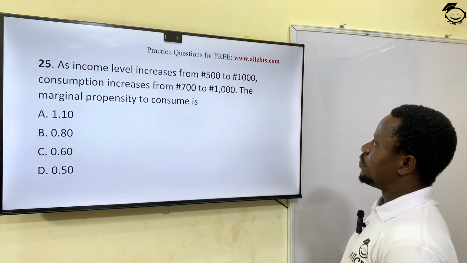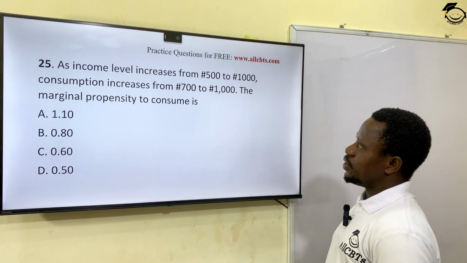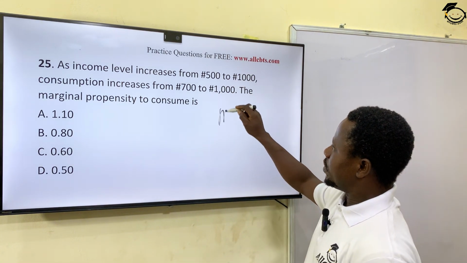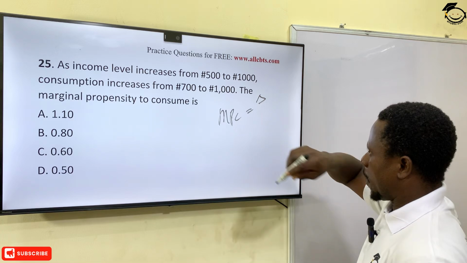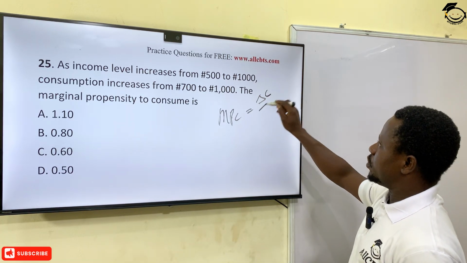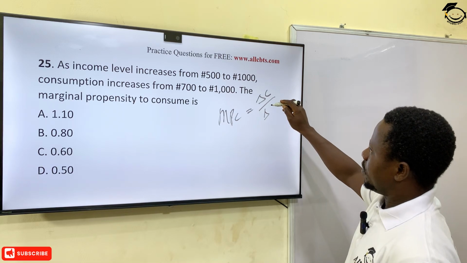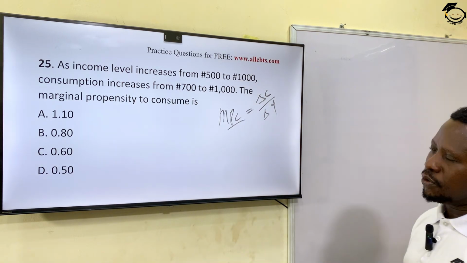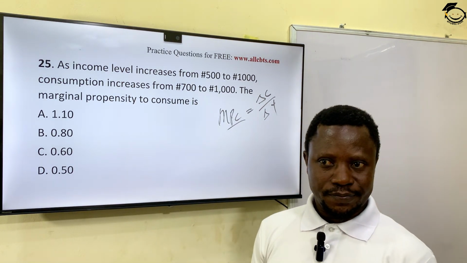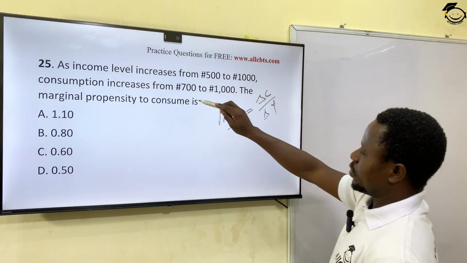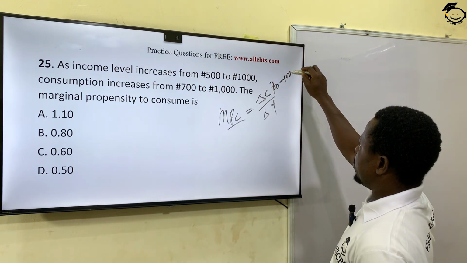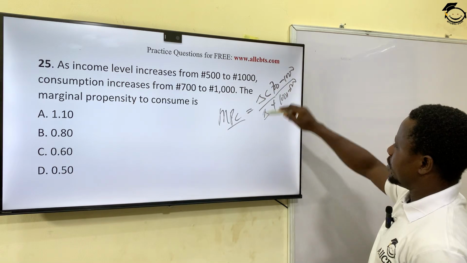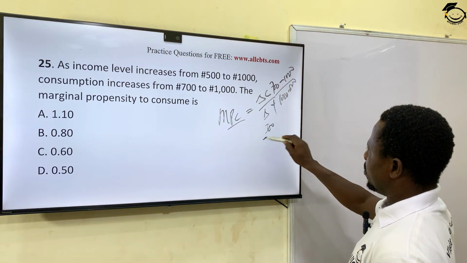As income level increases from 500 to 1,000, consumption increases from 700 to 1,000, the marginal propensity to consume. The marginal propensity to consume equals change in consumption over change in income. Yes, change in consumption over change in income. Because I'm talking about propensity to consume. Okay? So let's look at it together. Change in consumption. What is the consumption? 700 minus 1,000. What is income? 1,000 minus 500. So what do you have now? We have 300 over 500.